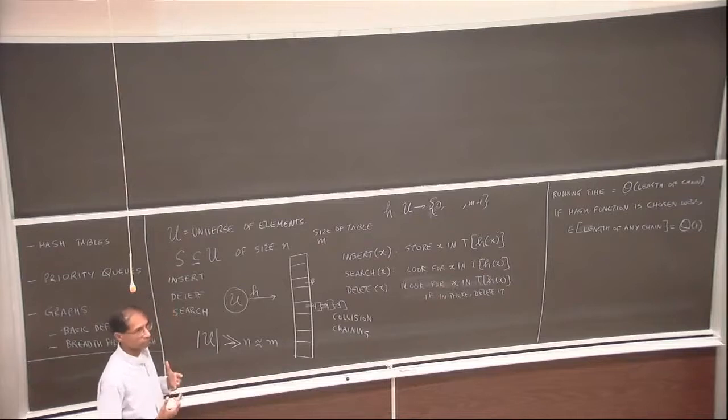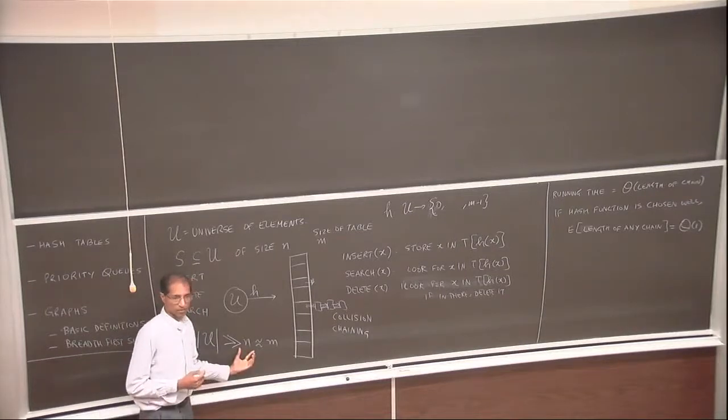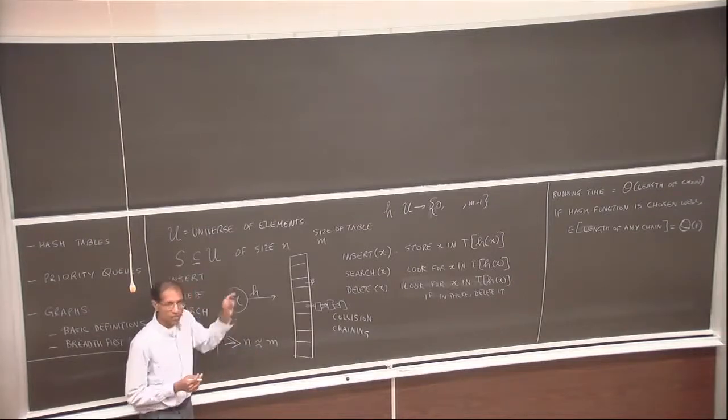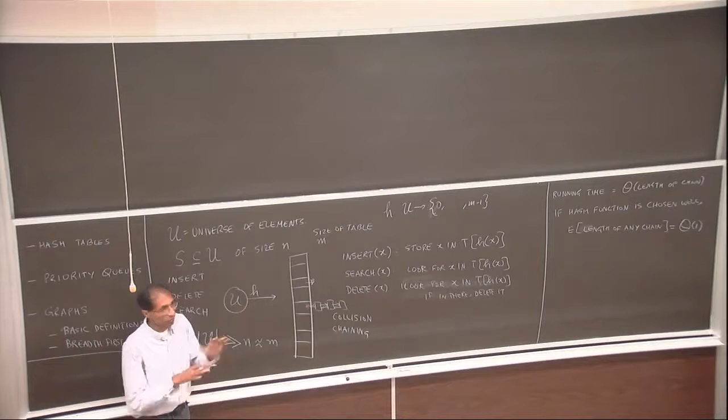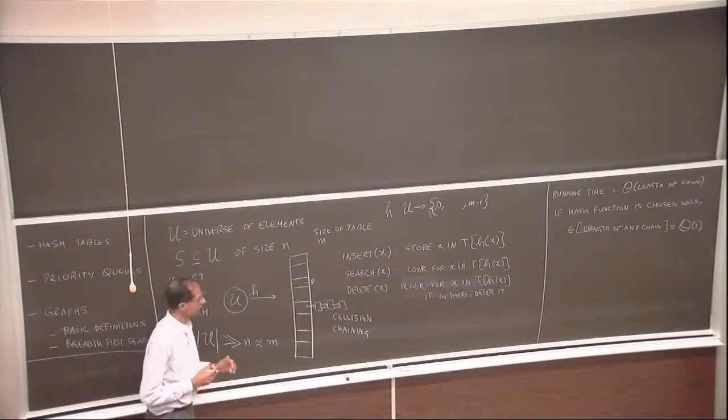So, let's try to think about it. Remember that we do not know what elements we are going to put in the list. If we knew which elements we were going to put in the list, then we might figure out, oh, I'm going to map this element in this location, this element in this location, and so on. But we have no idea what the elements are that we are going to put in.